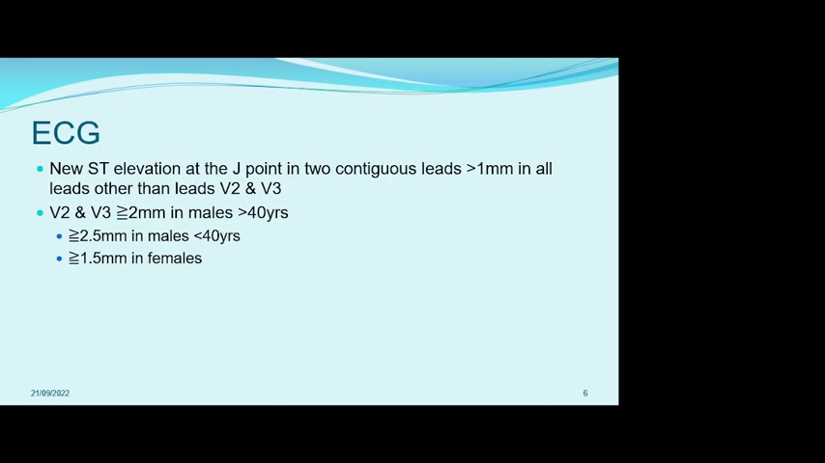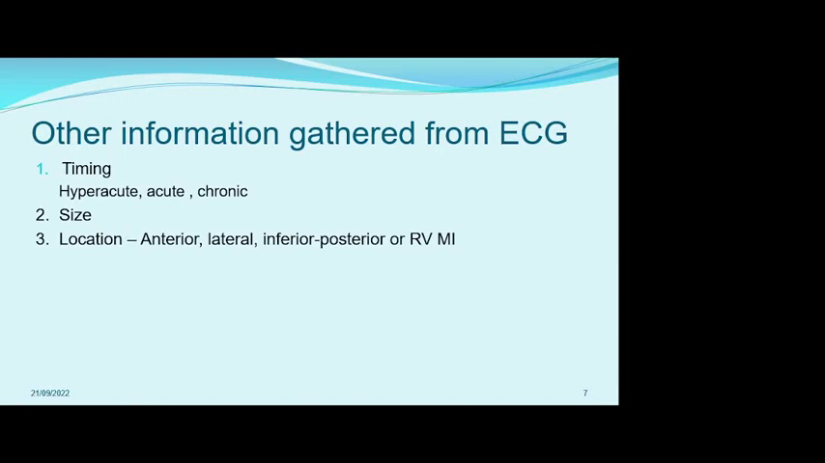Now ECG. How do you diagnose acute ST elevation MI? New onset ST elevation at the J point in two contiguous leads, more than 1 millimeter in all leads. So even 1 millimeter is significant except the leads V2 and V3, where it has to be more than 2 millimeters in males more than 40 years, 2.5 in males less than 40 years, and more than 1.5 millimeter in females. So ST elevation 1 millimeter is significant except V2 and V3.